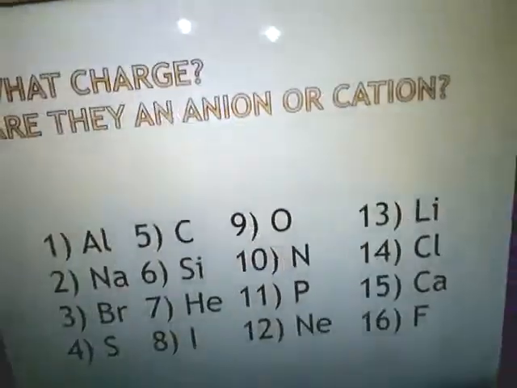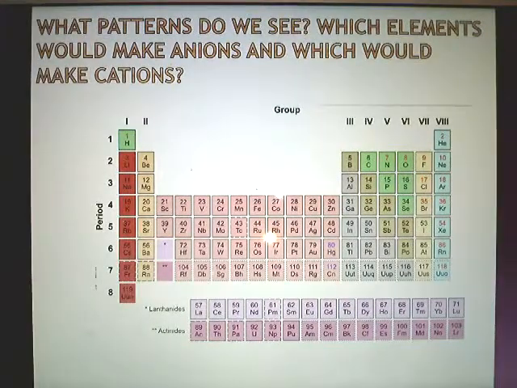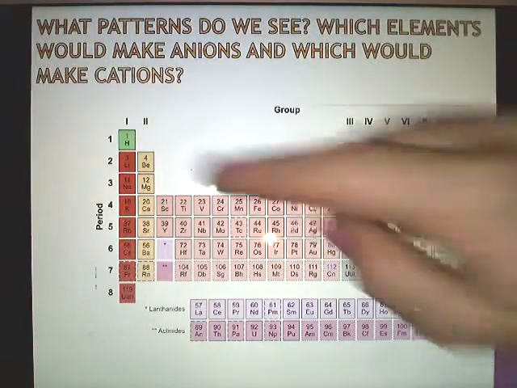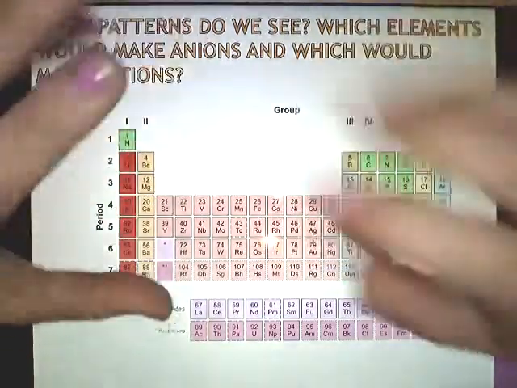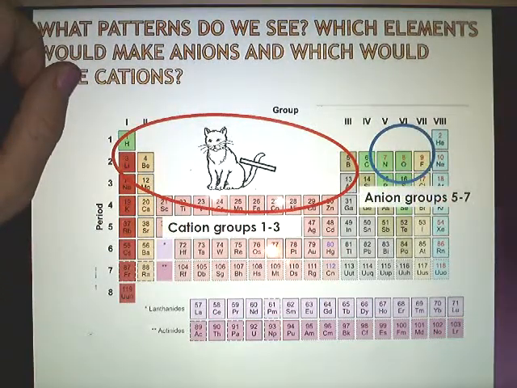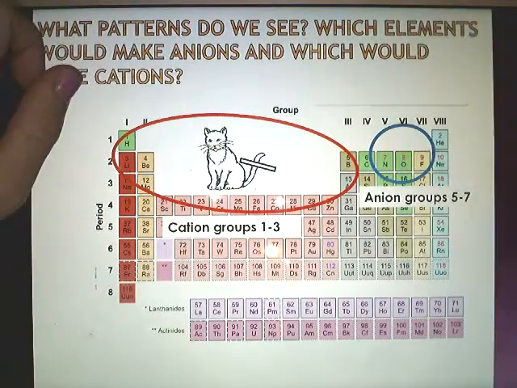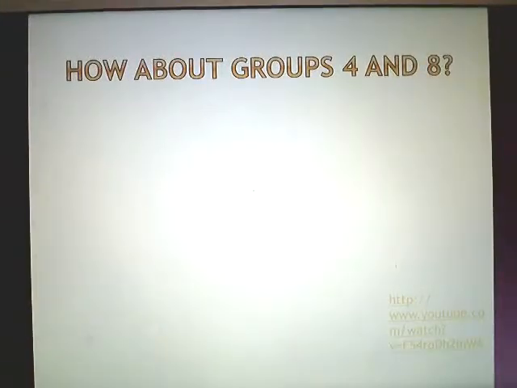Now we might be asking this question. What patterns do we see? Which elements in the periodic table would make cations and which ones would make anions? Actually, even try and just say which groups. So, because groups 1 to 3 have low core charge, they are more likely to lose electrons, they will form the cations. Groups 5 to 7, the anions. Group 4, either way. Group 8, nothing. Okay, how about groups 4 and 8?